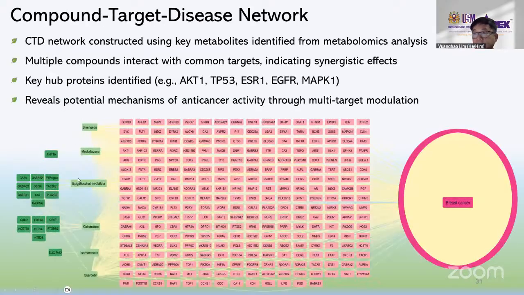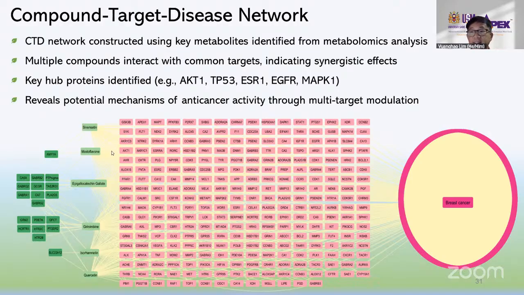So from here, we could see that based on the metabolites identified from our metabolomic study, we construct the compound-target-disease network. Okay, so what we can see here, this network illustrates how multiple phytochemicals can simultaneously interact with multiple disease-related proteins. Now, unlike conventional drug delivery, where one drug will target one protein, natural products normally show their therapeutic effects through multi-target regulation.